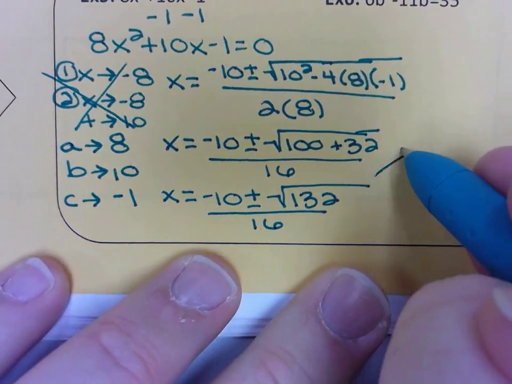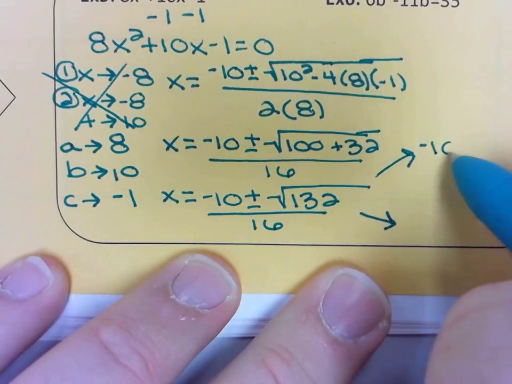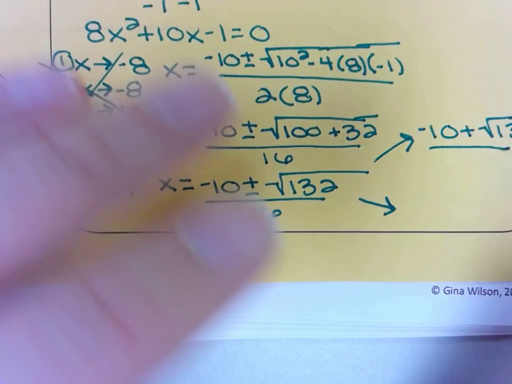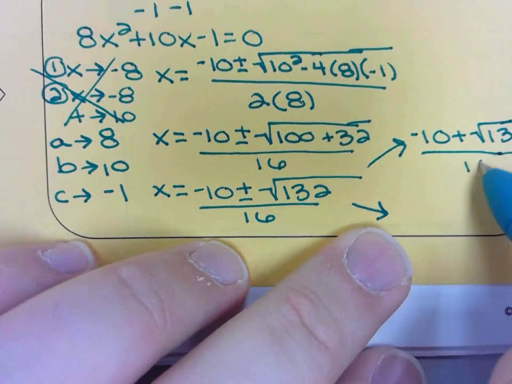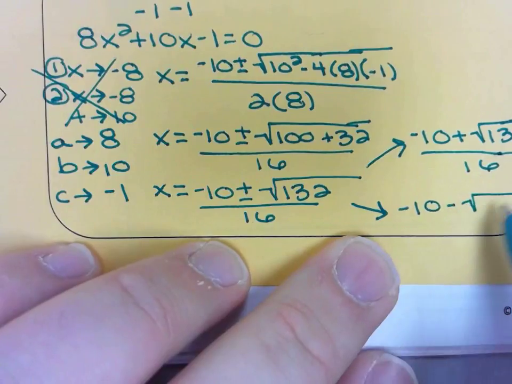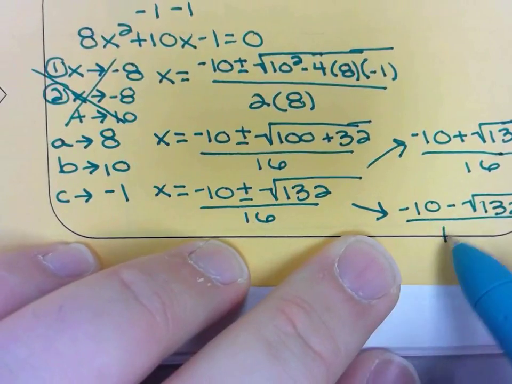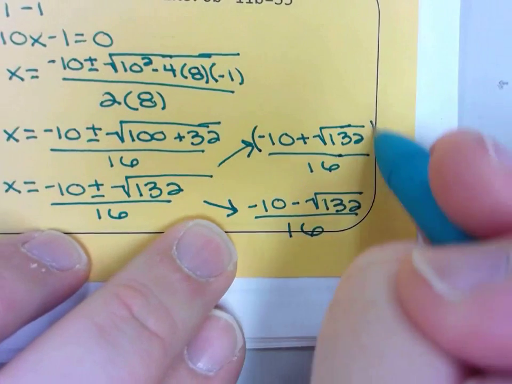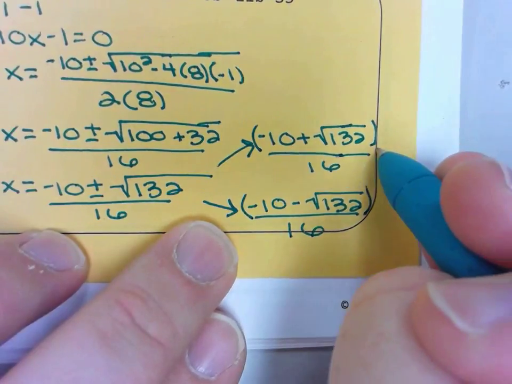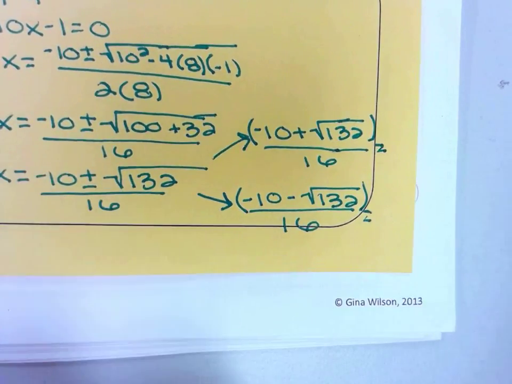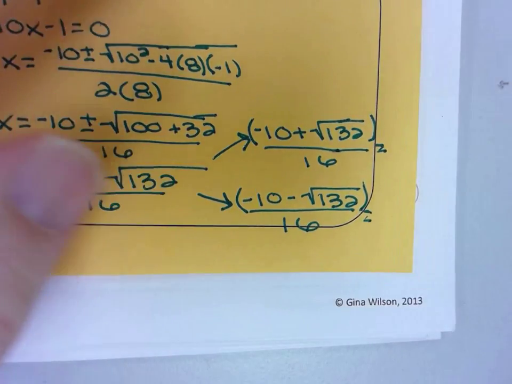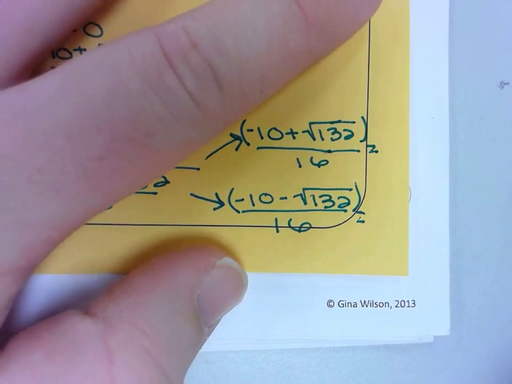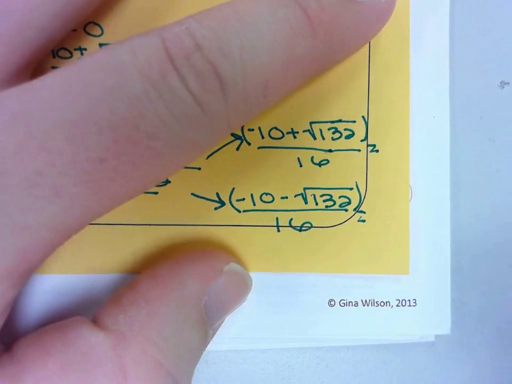No. So when you get your two answers, negative 10 plus the square root of 132 all over 16, and negative 10 minus the square root of 132 all over 16. Now when you plug it in your calculator, make sure you put parentheses around the top part, like we talked about before. So plug it in your calculator real quick and tell me what you get. Round to two places. If you don't know how to do this, look back on the videos. I show you on your calculator how to plug it in. We've done it a lot.